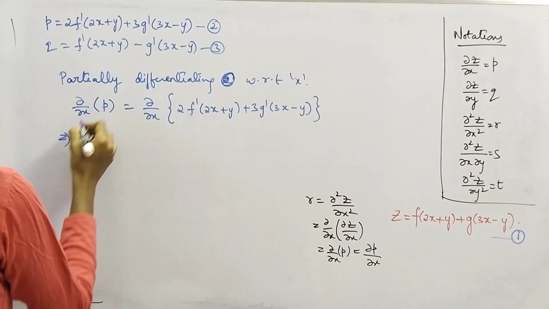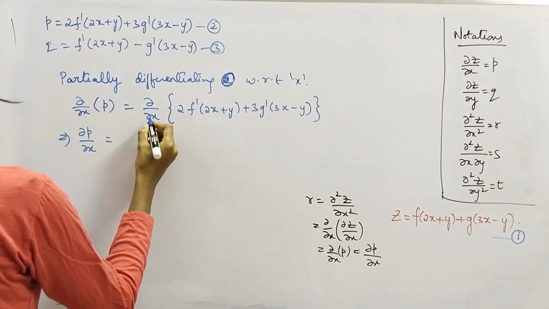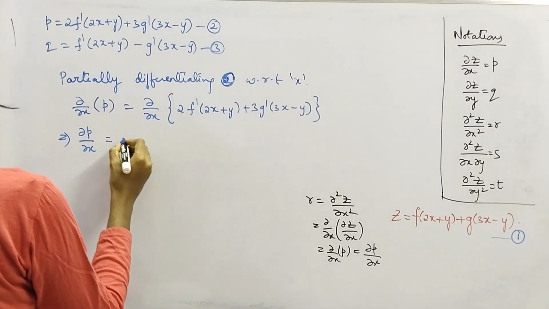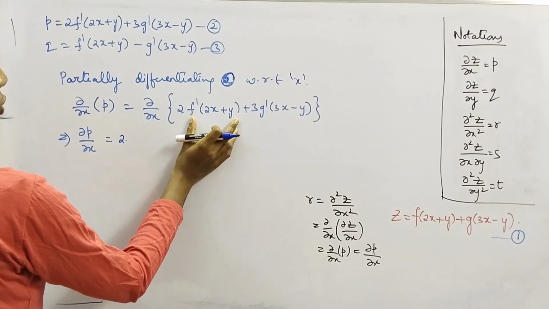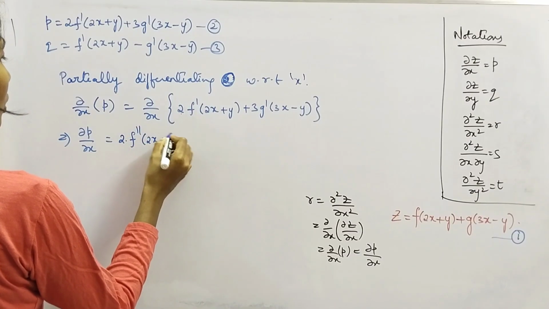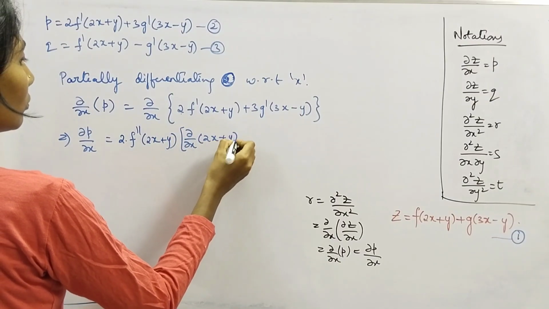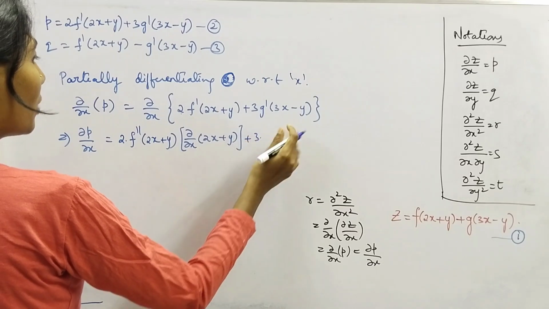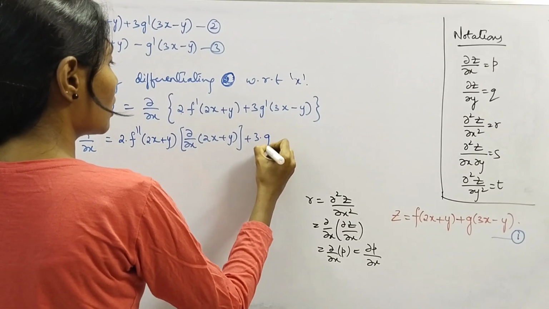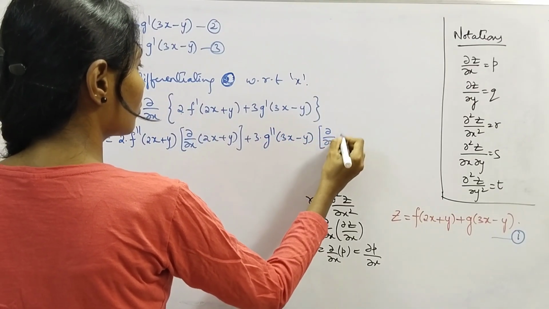This gives us ∂p/∂x, which is r. Here we are partially differentiating with respect to x, so we'll treat y as constant. We have constant 2 into the partial derivative of f' of (2x + y), which is f'' of (2x + y) into the inner derivative with respect to x, plus constant 3 into the partial derivative of g' of (3x − y) with respect to x, which is g'' of (3x − y) into the inner derivative with respect to x.